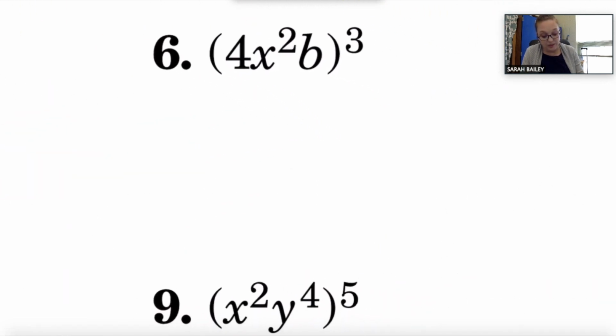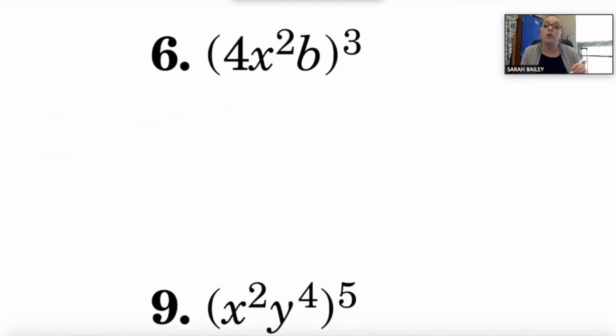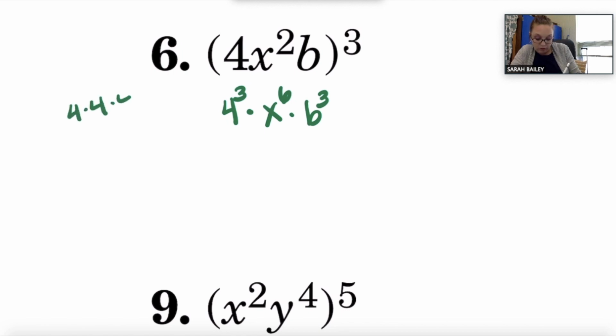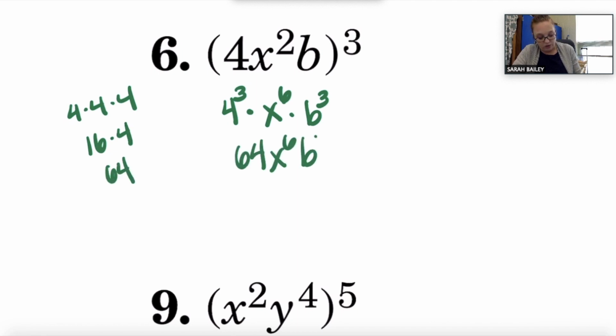Let's do number 6, and then you can do some on your own. So the whole expression, 4x squared b, is taken to the 3rd power. The 4 gets taken to the 3rd power, or cubed. The x squared gets taken to the 3rd power, which means the exponents get multiplied, so it becomes x to the 6th, and the b gets taken to the 3rd power. So I need to figure out what 4 cubed is, which is 4 times 4 times 4, or 16 times 4. So that'd be 64 x to the 6th b cubed.